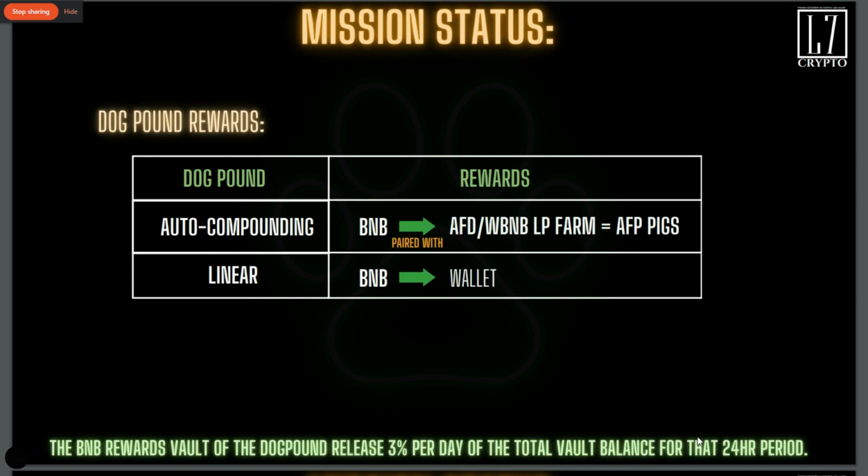The dog pound rewards. We already discussed that. In auto compounding, you get B&B. Half of it is taken, and the dogs are paired with it. And then once it's paired, the B&B and the dogs, it's sent over to the farm, and you earn your pigs. The linear, you automatically earn B&B. If you claim it, it'll go to your wallet, and you do with it as you choose.